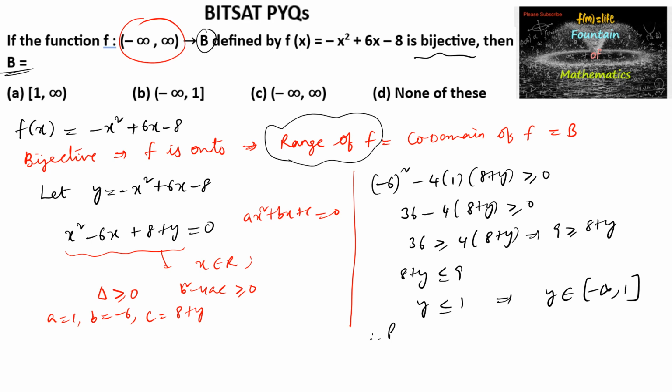So therefore the range of the function, which is nothing but b, is minus infinity to 1. So which is option B. Minus infinity is an open interval because it's not a number. So we can go with option B.